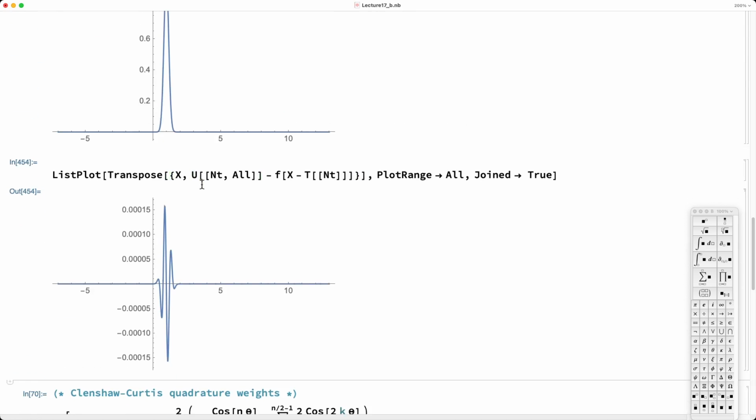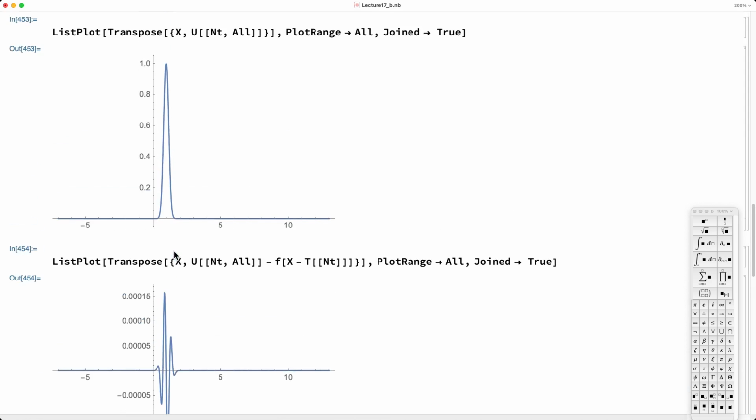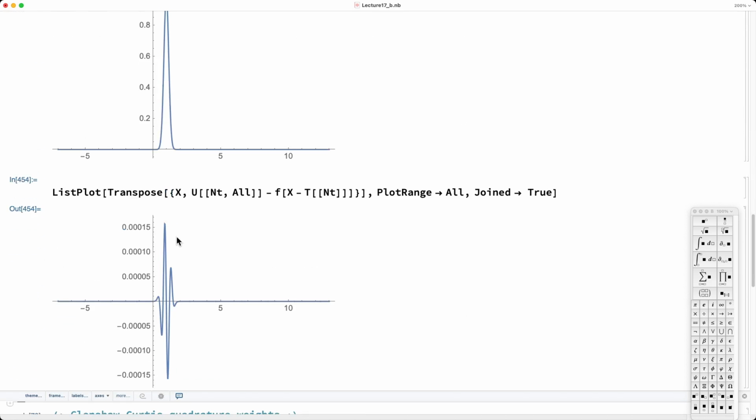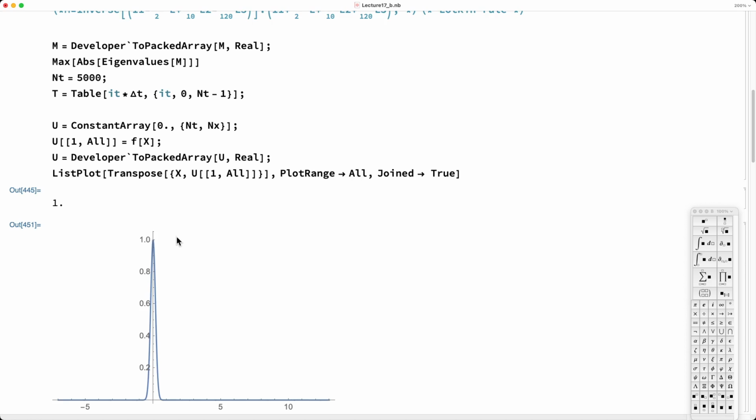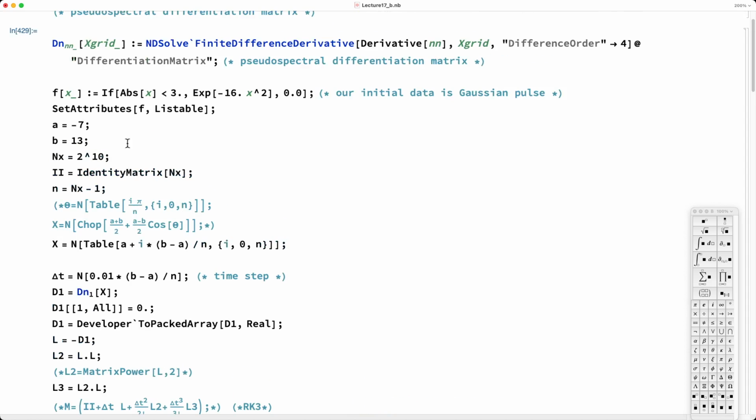And then you can check the error here. It's the same as before, so it didn't improve much. So although I decreased delta t, it didn't get more accurate, and the reason is that we're dominated by spatial error. So because I didn't improve delta x, the accuracy did not improve. So right now the only way to improve accuracy is to either increase the order of the method or increase the number of spatial grid points.